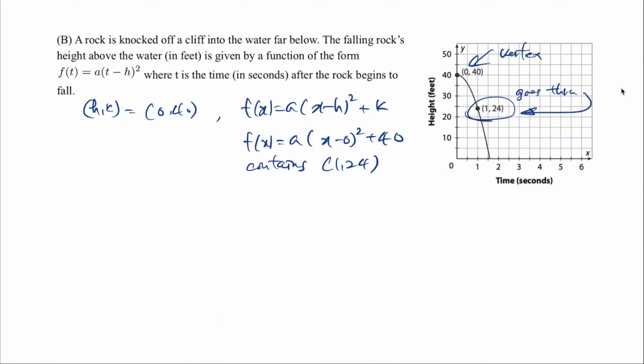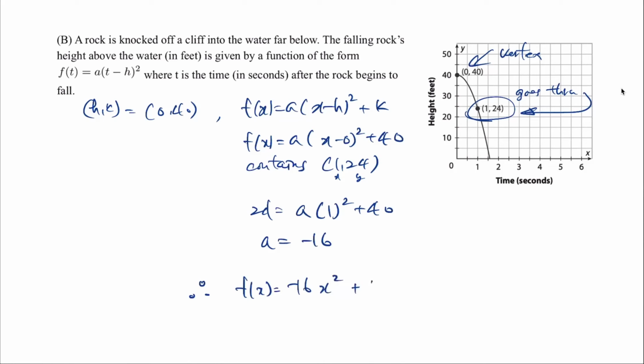So as you could tell, this is (h, k). So I plugged it into the form, giving me this. And in the future, if this is 0, you don't have to put anything there at all. And as you could tell, it has to go through (1, 24), and that's what allows us to find the value of a, right? So that's x and the y. So that means 24 is equal to a times 1 squared plus 40, right? When you go through the calculation, it turns out, oh my gosh, a is negative 16. Therefore, f of x is negative 16x squared plus 40.